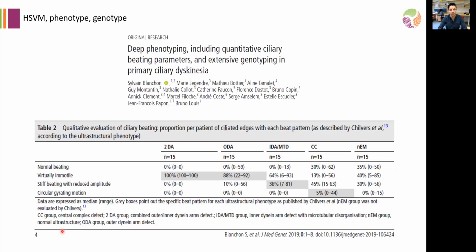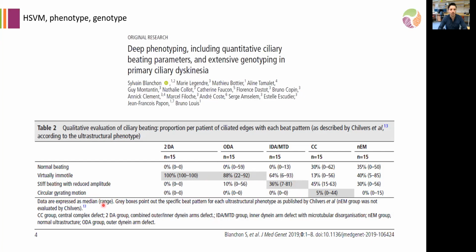And so this study was also repeated by Sylvain Blanchon a couple of years ago. And it's interesting to see that 100% here of the inner and outer dynein arm defects were immotile. Almost all of the outer dynein arm defects were immotile. But then you can see the spread of patterns for the other types of genetic mutation, where the majority of reduced amplitude were actually not found in the inner dynein arm, but in the central pair defects.